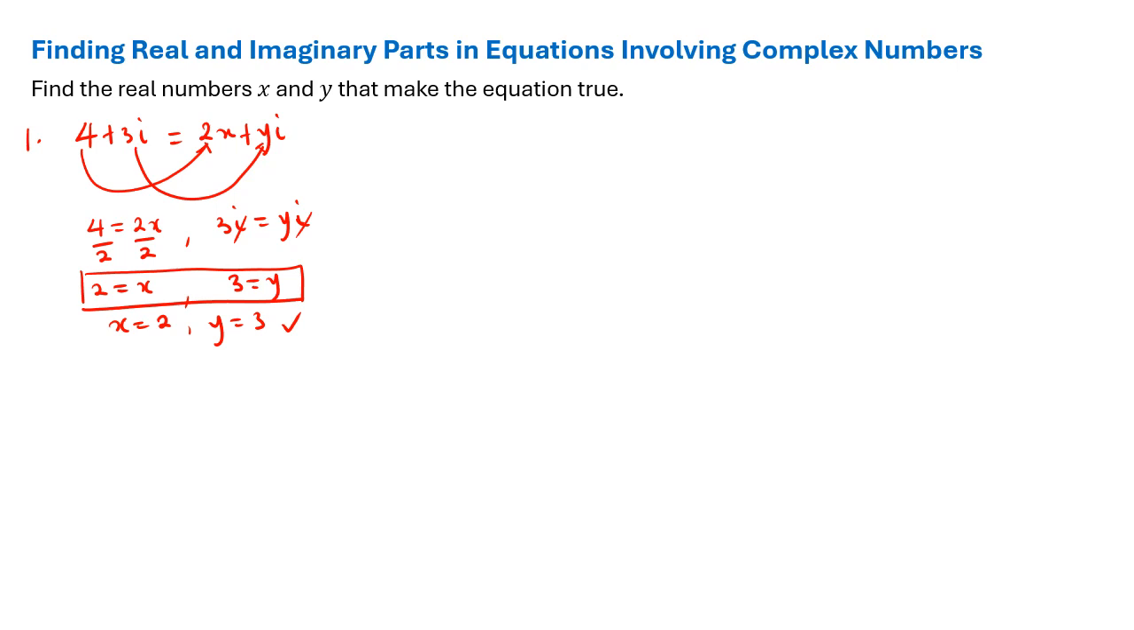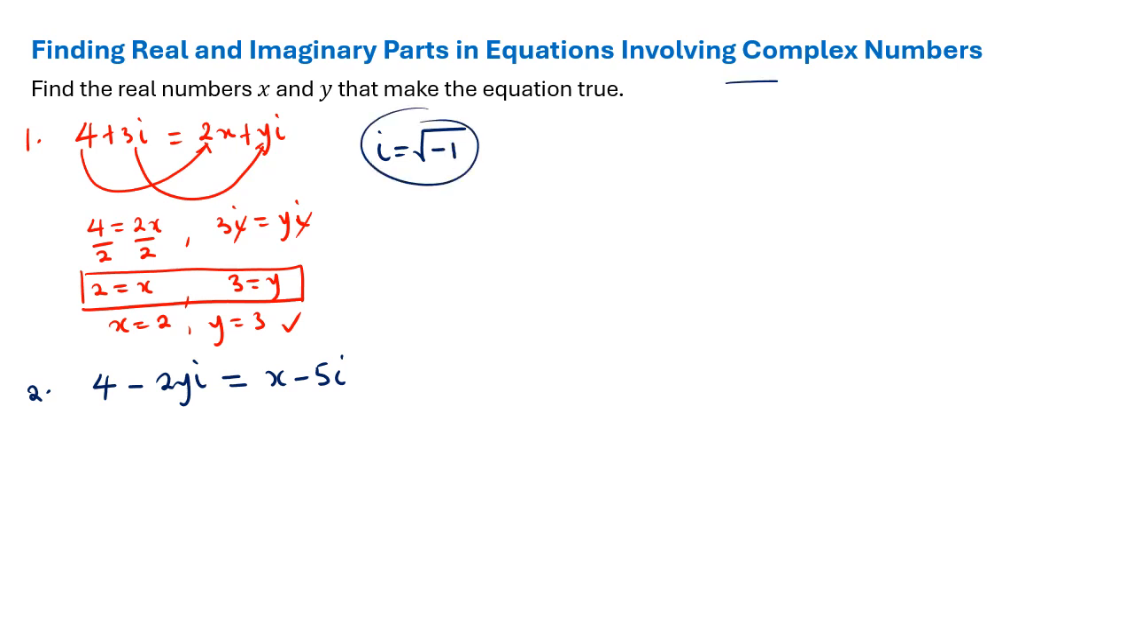Let's take another example. Next example, we want to solve the equation 4 minus 2yi is equal to x minus 5i. In order to solve this problem, again I remind you that i represents the imaginary unit.